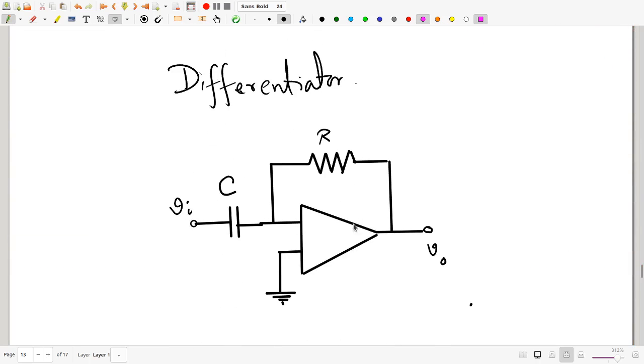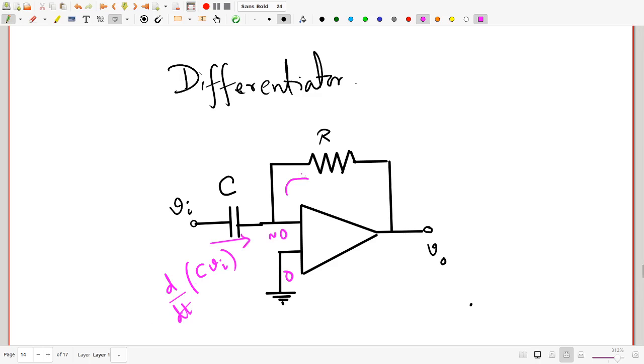This circuit, well, what it does should be obvious from the title here: it is called the differentiator, and let's figure out how this works. Notice that this end is grounded. Once again, that means this end is virtually grounded. That means the voltage drop across the capacitor is Vi. The charge in the capacitor is of course C Vi, capacitance times the voltage, and the current which flows through the capacitor is simply d/dt of that. So that's the current which is flowing this way.